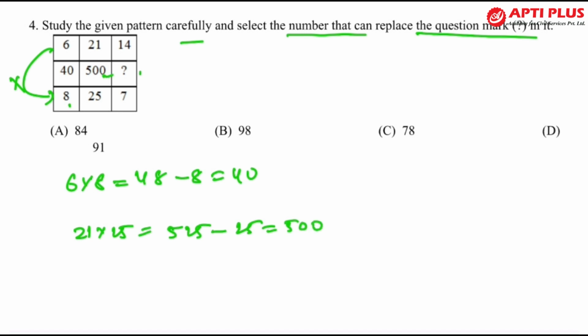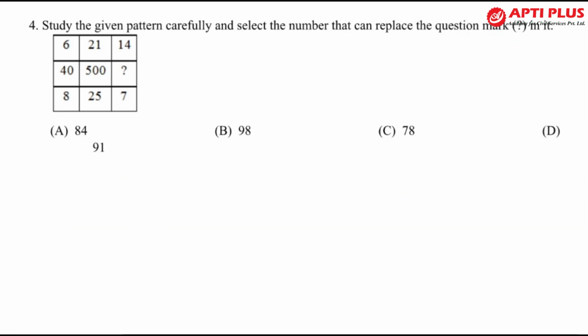Now again, if you multiply 14 by 7, you'll find that 14 sevens are 98. So 98 minus 7 is how much? 91. So the answer is D, 91. So this type of question is asked. This type of question can be solved like this.